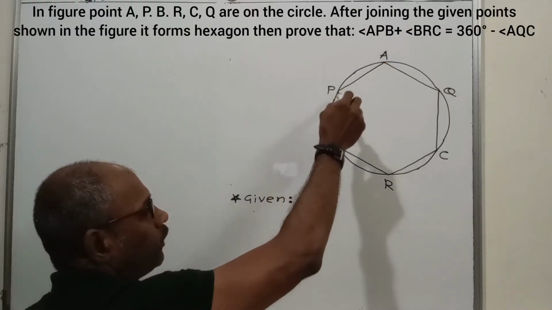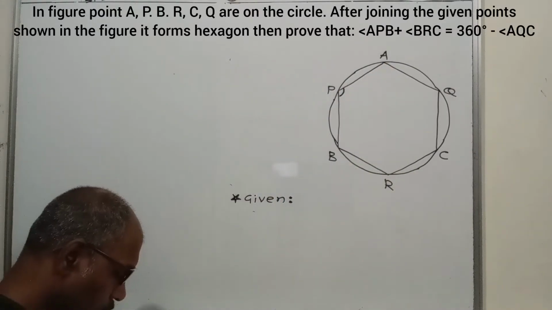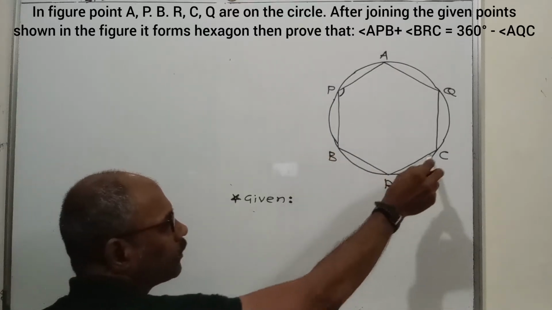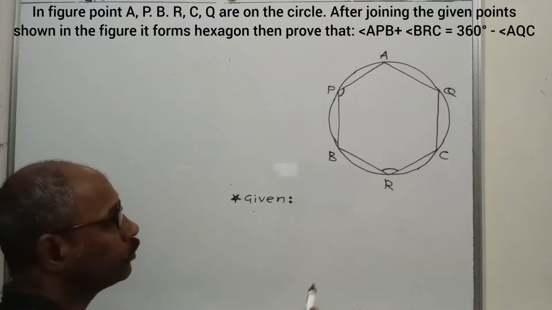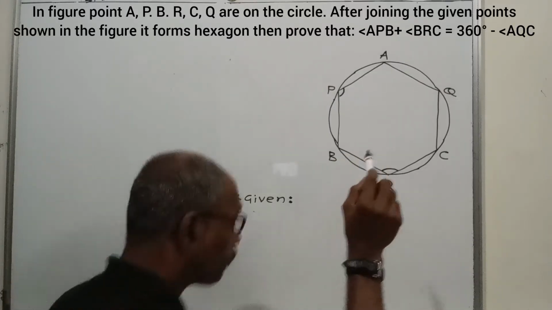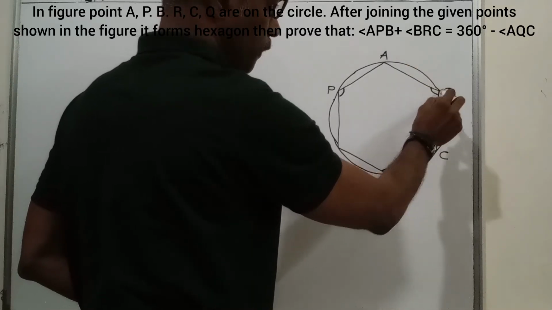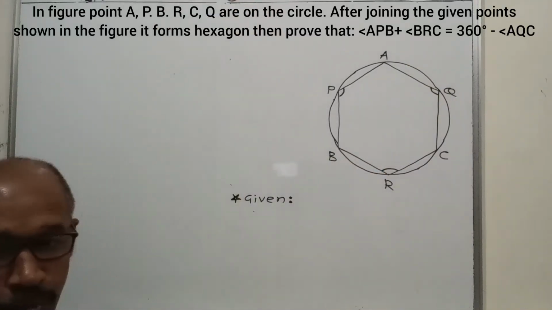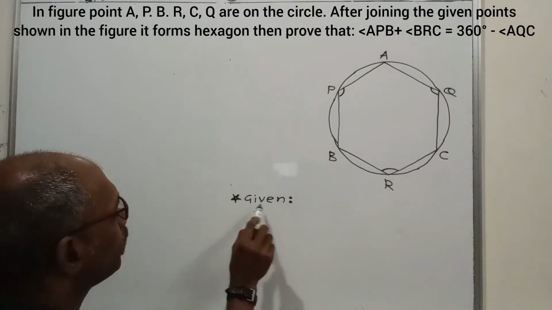Angle APB plus angle BRC is equal to 360 minus angle AQC. This is our to prove. Now in this example, first we write given.